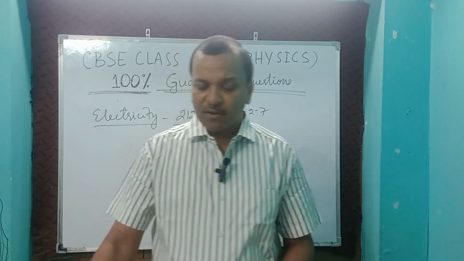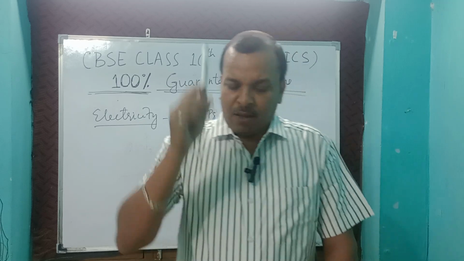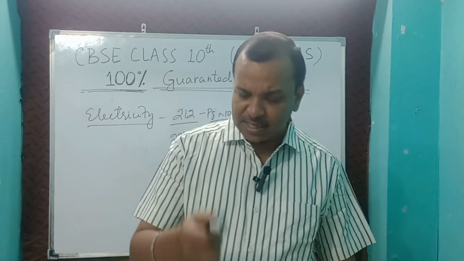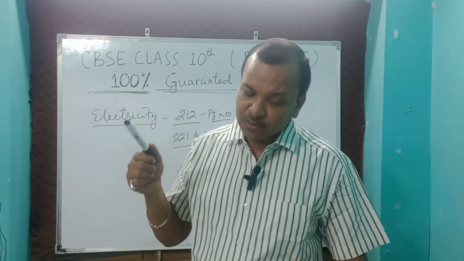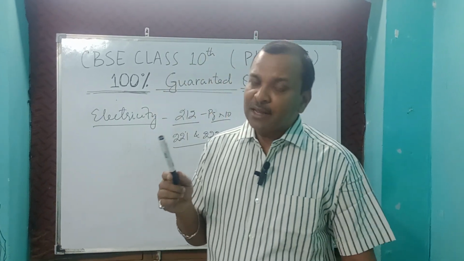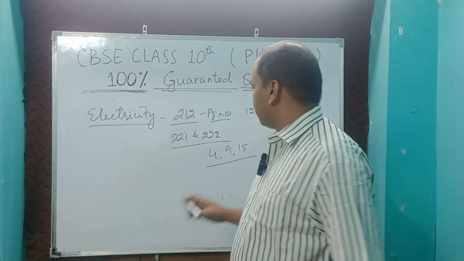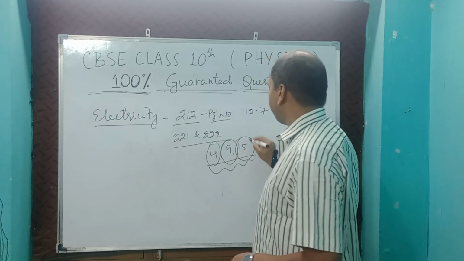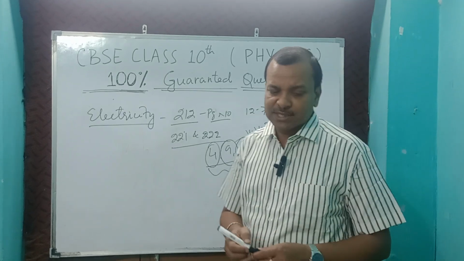Next one we will go for 15. Two lamps are rated 100 watt, 220 volt and 60 watt, 220 volt, and are connected in parallel to the electric main supply. What current is drawn from the line if the supply voltage is 220 volt? Question number 4, 9 and 15, these three questions are very important. You are going to get these questions.